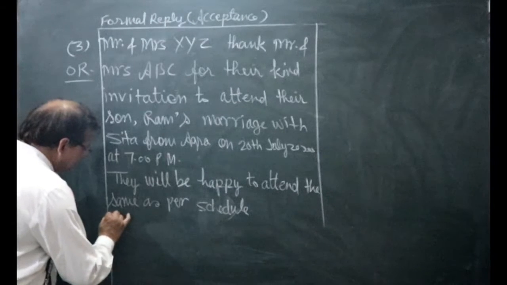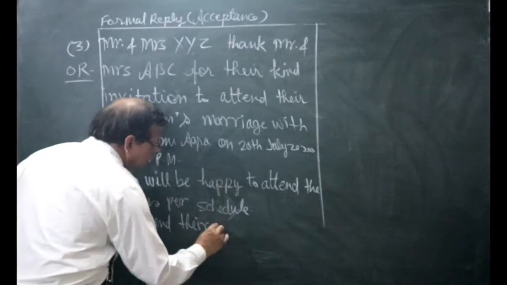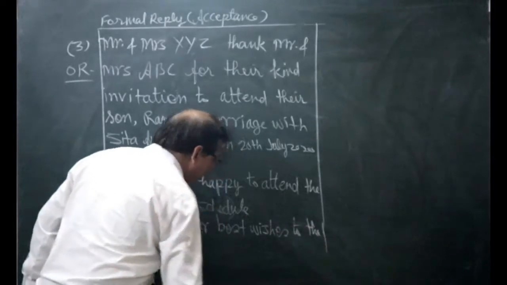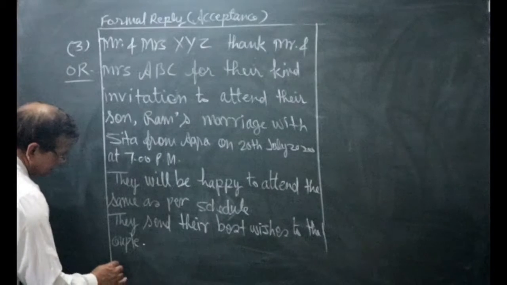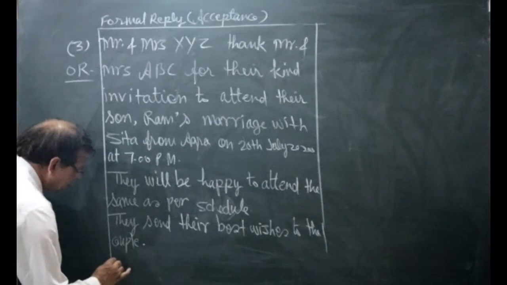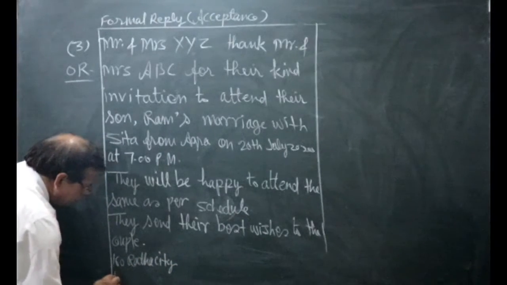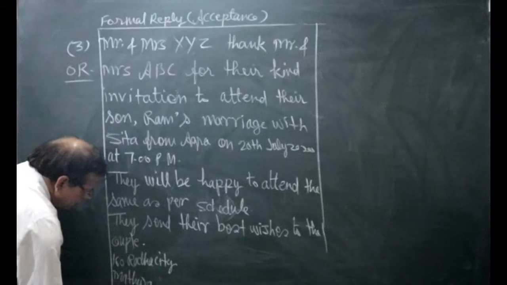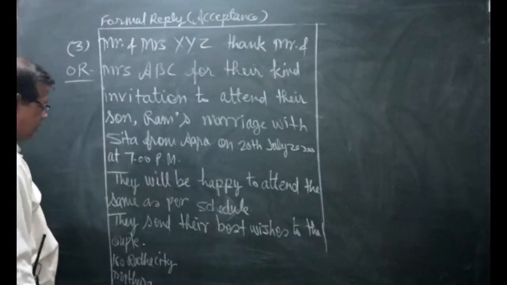Then last line, they send their best wishes to the couple. Then address, date and address, or address and date is also applicable. Address, Radha City, Mathura. Date, today's date can also be mentioned. 4th April 2020 and close this.